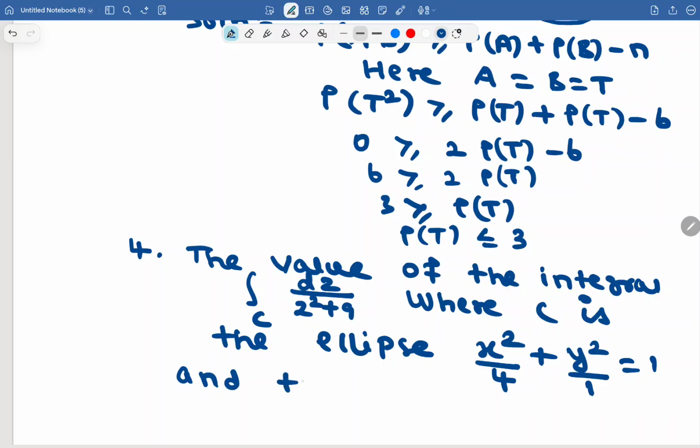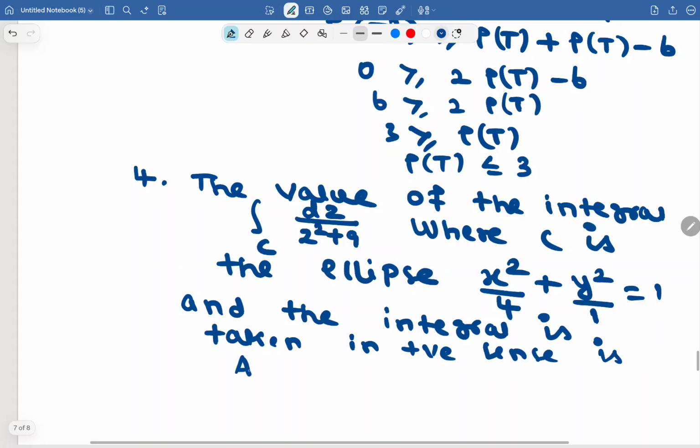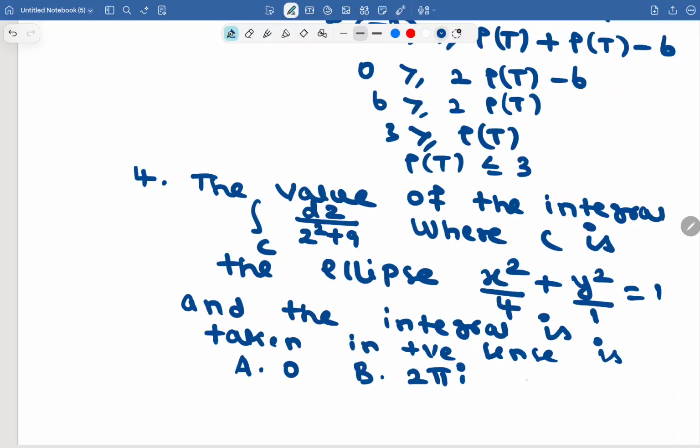and the integral is taken in positive sense is: option A 0, option B 2 pi i, option C pi i, option D minus 2 pi i.